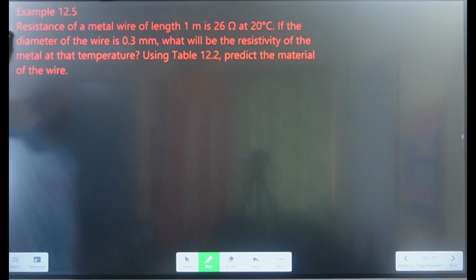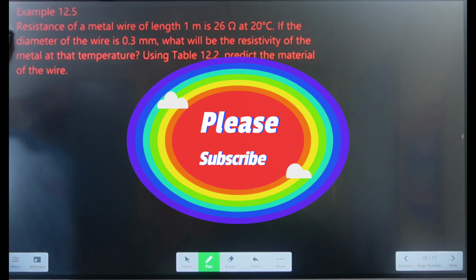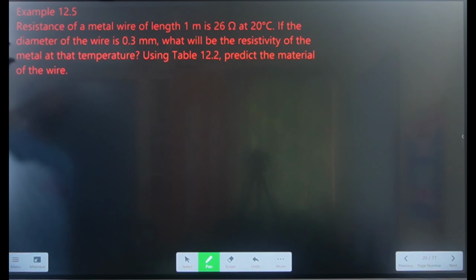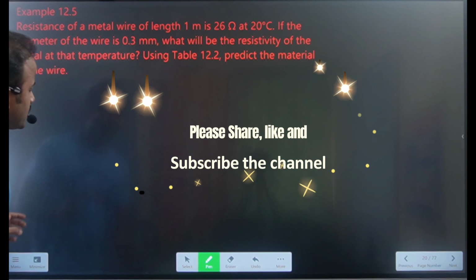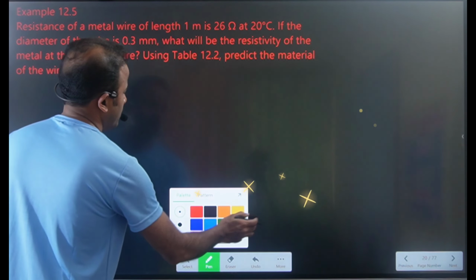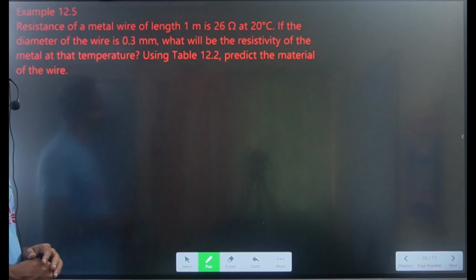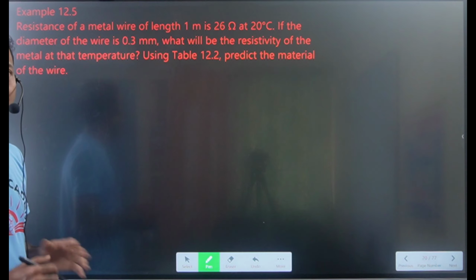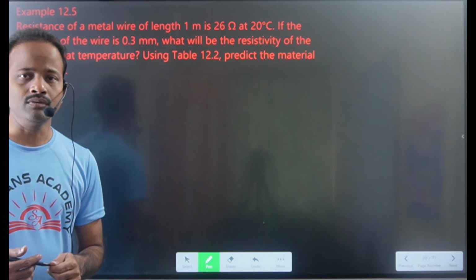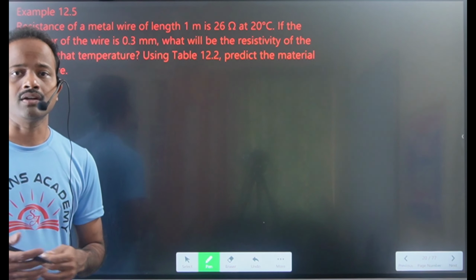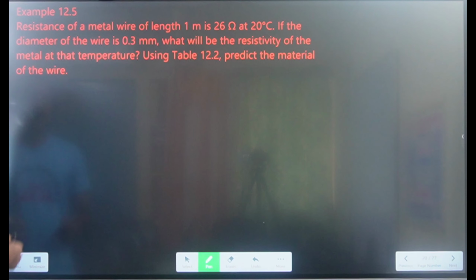Resistance of a metal wire of length 1 meter is 26 ohm at 20 degrees Celsius. If the diameter of the wire is 0.3 millimeter, what will be the resistivity of the metal at that temperature? And also predict the material of the wire. By using these values you have to find the value of the resistivity, the rho value, and by taking that rho value you have to compare and identify the material of the wire. Okay, let us start now.